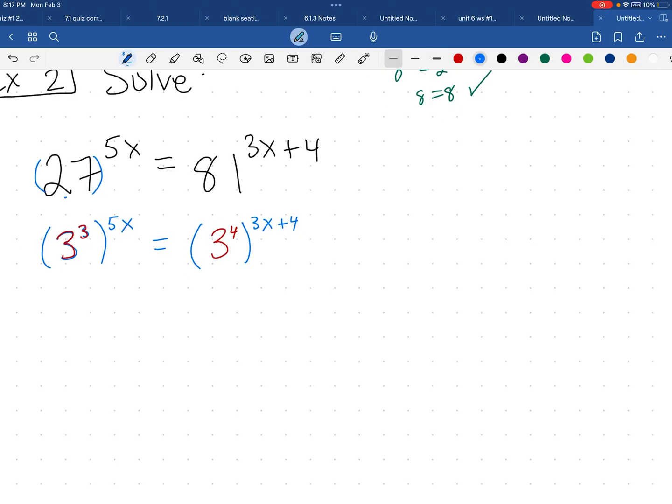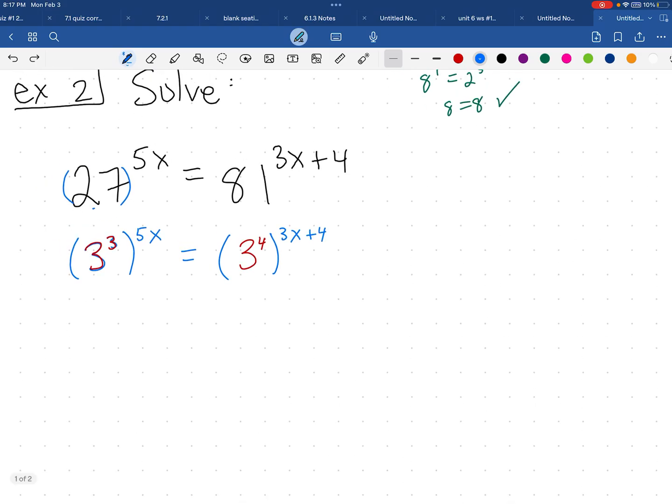But I didn't change that. I just rewrote it. You can use a calculator if you don't know those values, but you may have to play around with the calculator a little bit. So now I have two sides, both in terms of 3, and I'm going to use my power of a power property on both sides. So I have an exponent on another exponent. I need to multiply those exponents. So that's going to make 3 to the 15x. 3 times 5x is 15x.